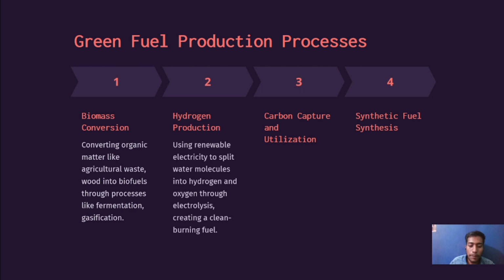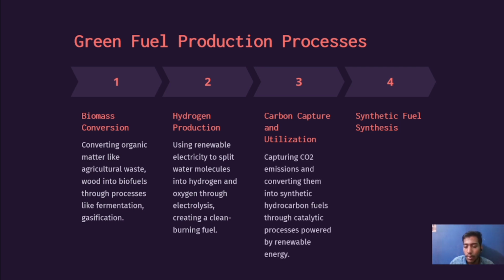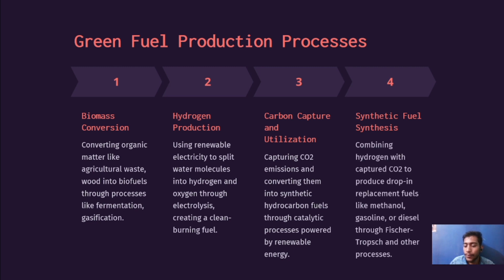So, in hydrogen production, using renewable electricity to split water molecules into hydrogen and oxygen through electrolysis, creating a clean burning fuel. In carbon capture and utilization, capturing the CO2 emissions and converting them into synthetic hydrocarbon fuels through a catalytic process powered by renewable energy. Then the last, synthetic fuel synthesis, combining hydrogen with captured CO2 to produce drop-in replacement fuels like methanol, gasoline, or diesel through Fischer-Tropsch and other processes.